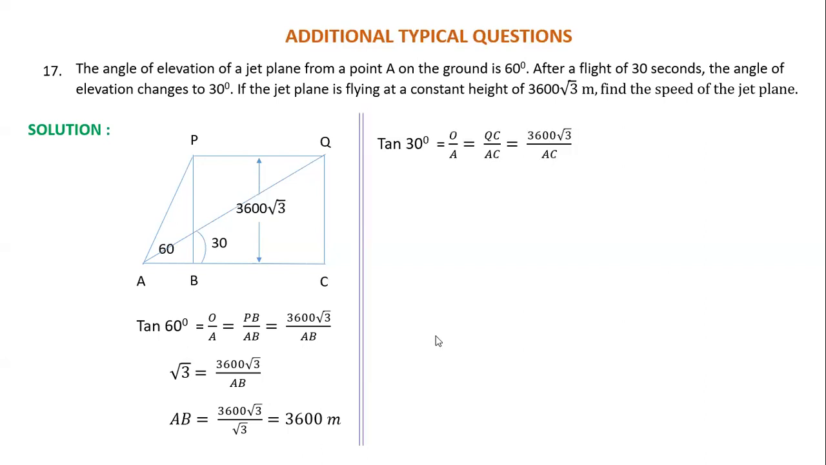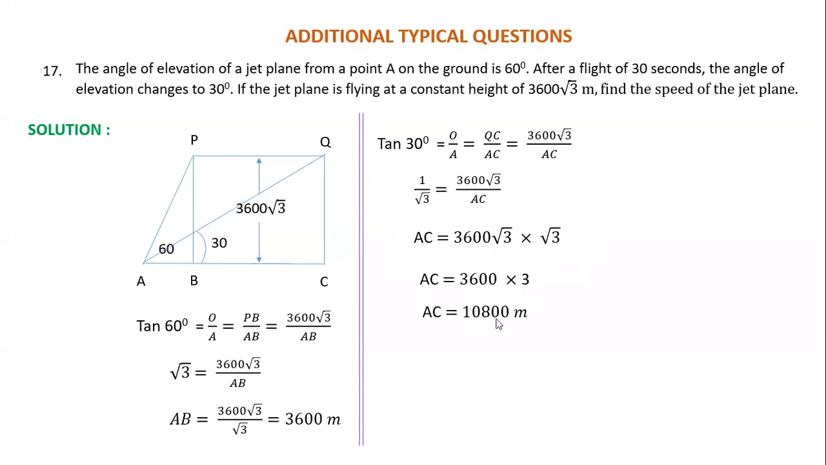Now take tan 30. Tan 30 is 3,600 root 3 upon AC. 1 upon root 3 is equal to 3,600 root 3 upon AC. AC is equal to 3,600 root 3 into root 3. Root 3 into root 3 is 3. Therefore, AC is equal to 10,800 meters. From here to here, it is 10,800.